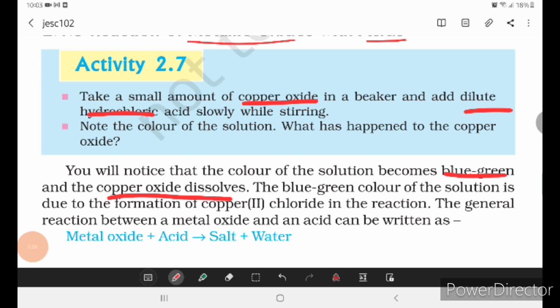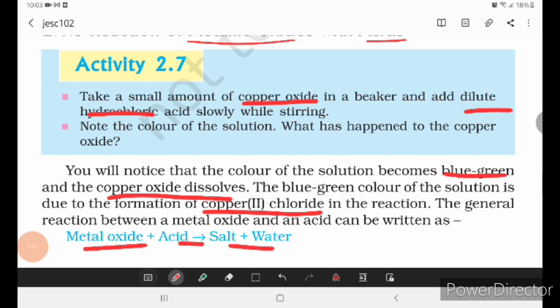The blue-green color of the solution is due to the formation of copper chloride in the reaction. So, when you add copper oxide, initially the color is different, and when it reacts with HCl, it forms copper chloride. The color of copper chloride is blue-green, so as the solution turns blue-green, it indicates the formation of copper chloride, that is CuCl2. The general reaction between a metal oxide and an acid is salt plus water.